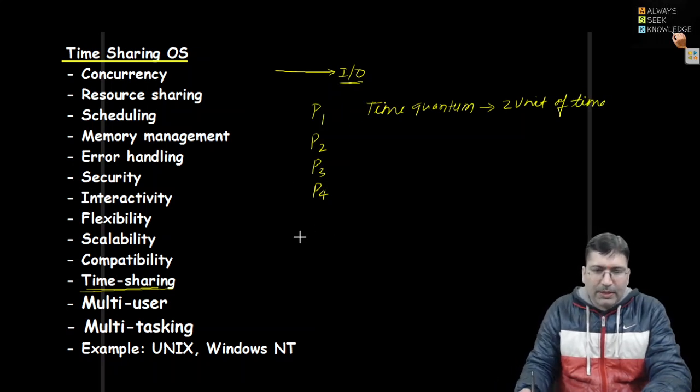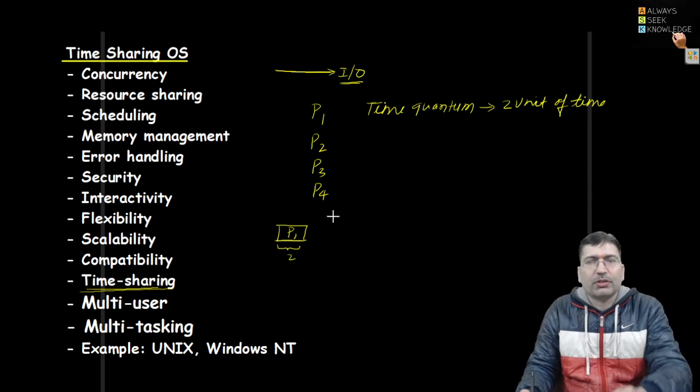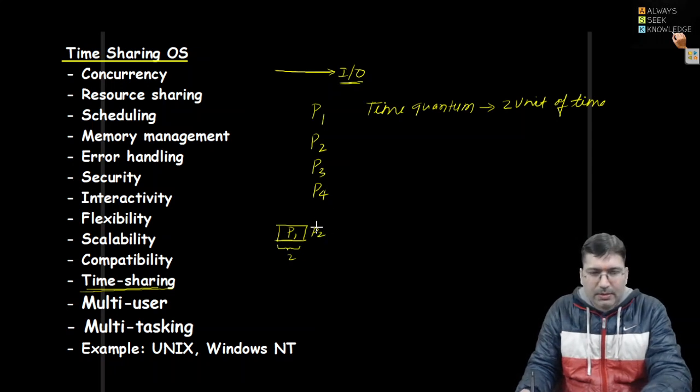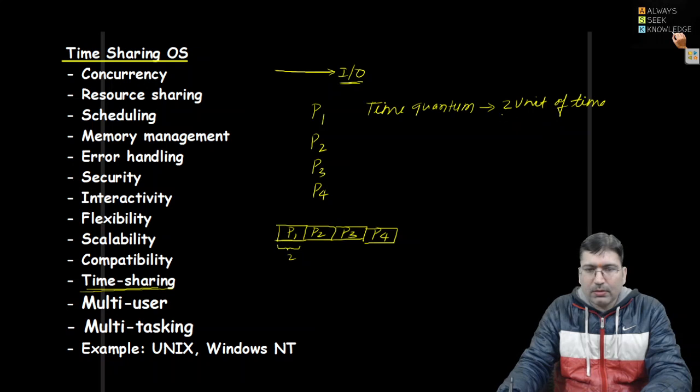So first P1 will start executing. Let's say P1 is executing here. Now this is, let's say, equal to 2 unit of time. After 2 unit of time, the next process will get the chance to execute, let's say P2, then P3, then P4. In one go, only 2 unit of time is getting allocated.